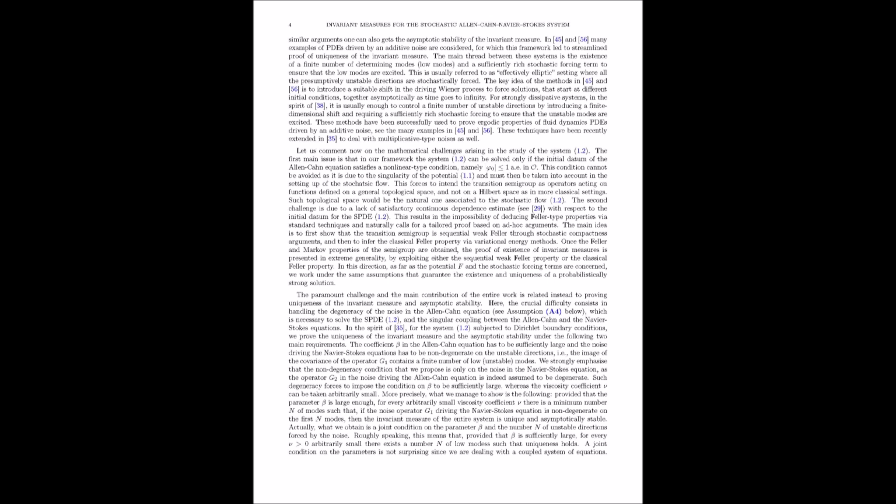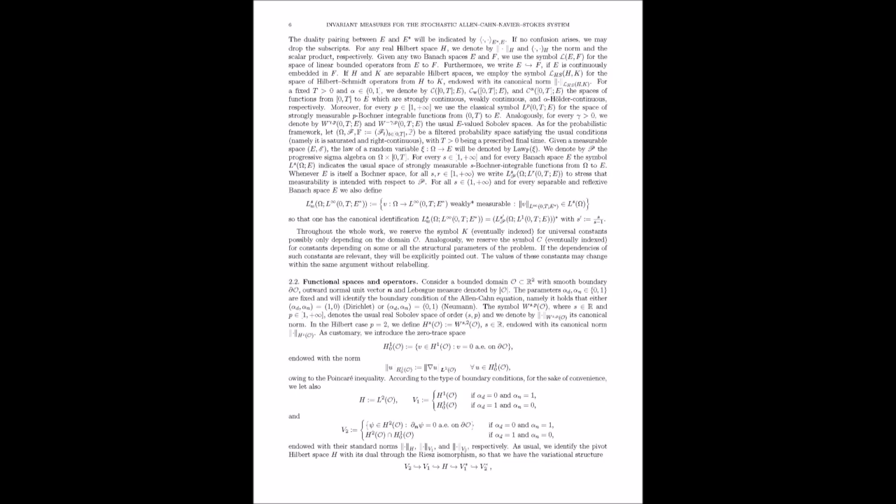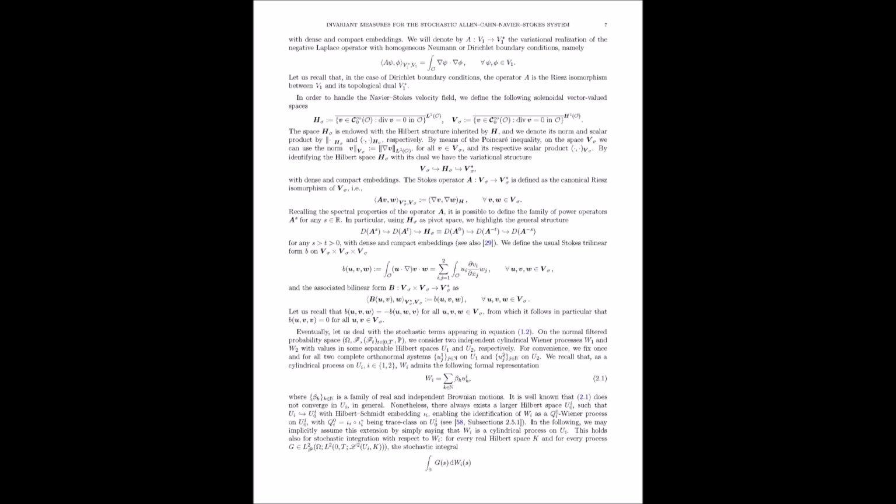For the Foyas-Prodi estimates, they use a specific stopping time, denoted by tau R, which acts like a safety net to prevent the system from blowing up, becoming unbounded, or behaving erratically. It's like a circuit breaker that prevents the system from going haywire. Exactly. By carefully choosing the stopping time and integrating the equations up to that point, they can control the growth of various terms and make sure the estimates remain valid, even when the randomness throws things off track.